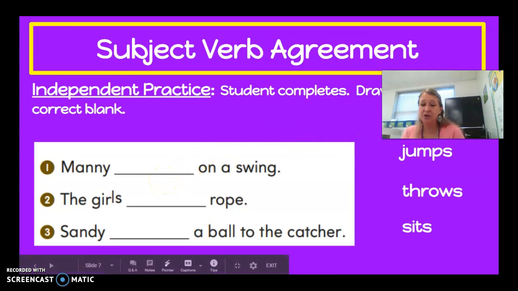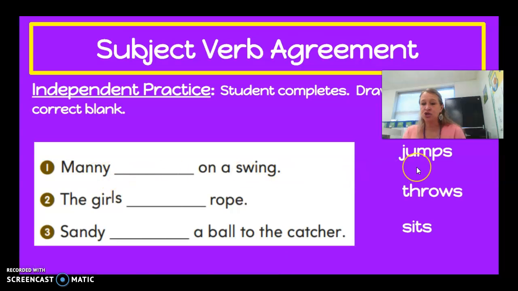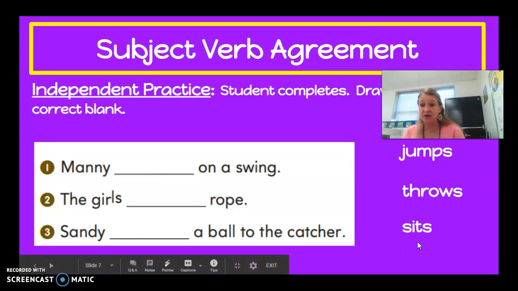So let's see which one do you think would go in the first blank. Manny blank on a swing. Manny jumps on a swing. Manny throws on a swing. Or Manny sits on a swing. So you're going to draw a line from the correct word to the blank it goes with.